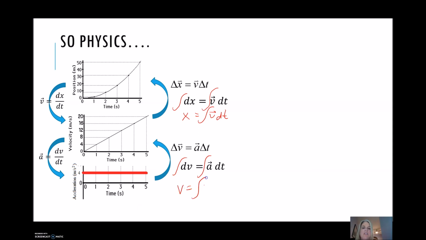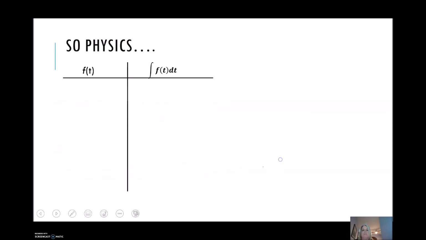And so this is really what our equations look like for position and for velocity. Velocity is the integral of a dt. So let's actually apply that to some physics. So let's say our function is 0. So there's no area under 0, so you add up all the zeros, you still get 0. But remember, we have to add our constant.